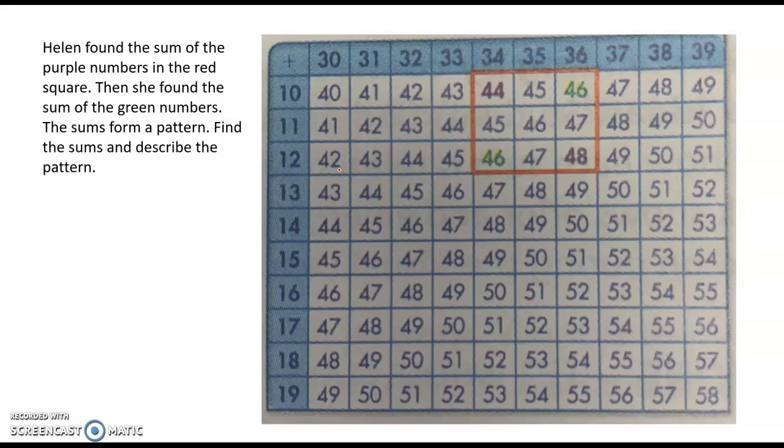So the first thing that I want to do is I want to identify what this problem is about. Well, it's about finding sums on the addition table. What is it asking me to do? I see that it's asking me to find the sums, and it's also asking me to describe the pattern.